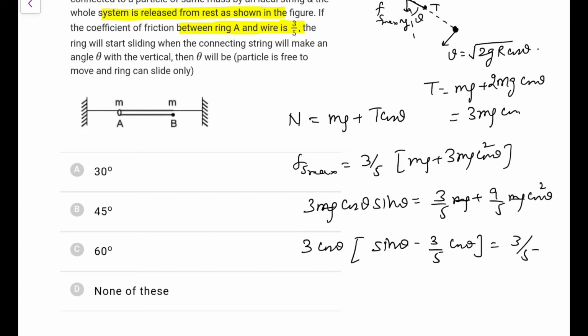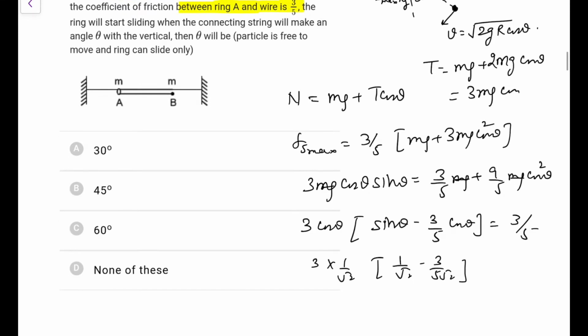Let's try with 30 degree. 30 degree, I think the root won't be cancelling out, so no point in trying. 45. If I try 45, it is 1 by root 2 minus 3 by 5 root 2. So what we will have here, it will come out as 5 minus 3, 2 by root 2. So 3 into 1 by 2 into 2 by 5 it will become. So this is 3 by 5. Yes, so 45 degree is matching up.